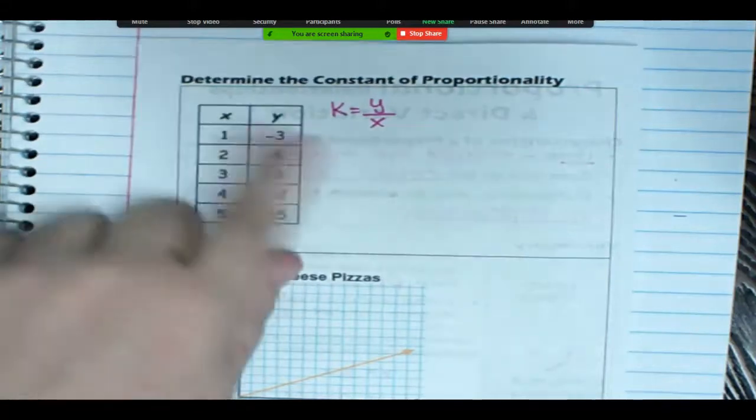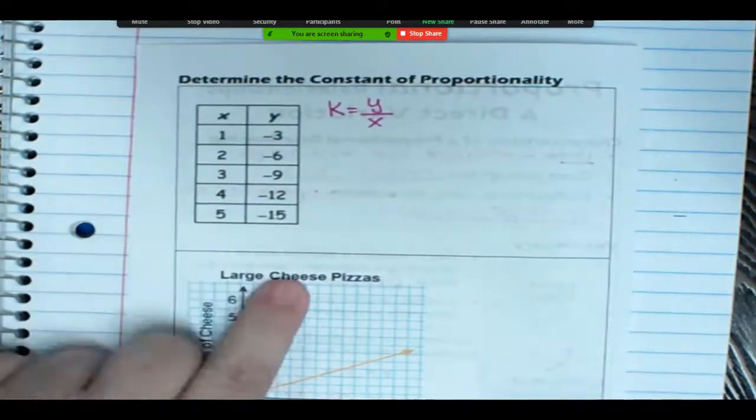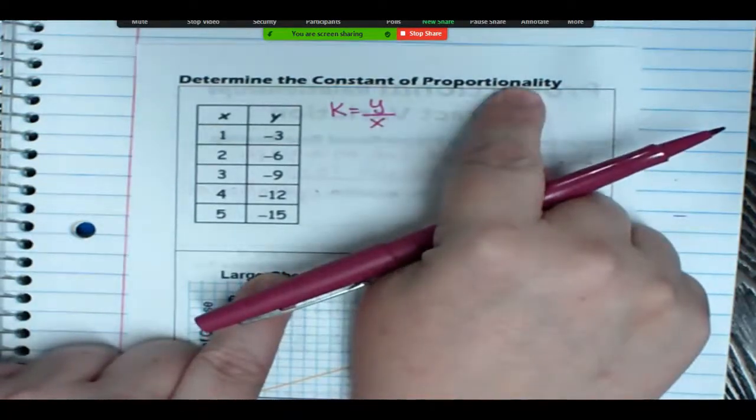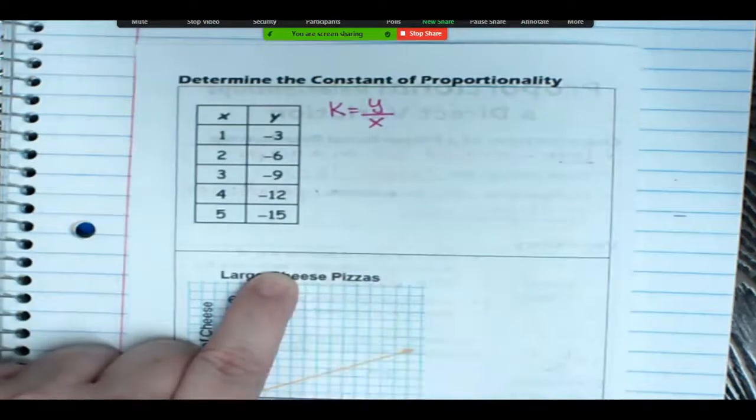If I plotted these points on a graph and made a line out of it, will that line go through the origin? Yes, because proportional relationships go through the origin. And I know it's proportional because it has a constant of proportionality. They're telling me. We're going to prove that it does.